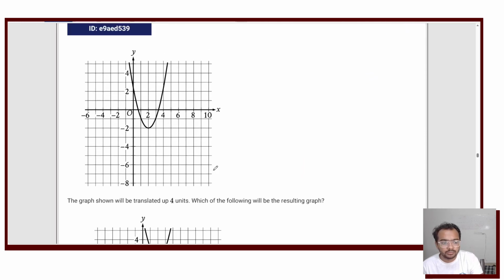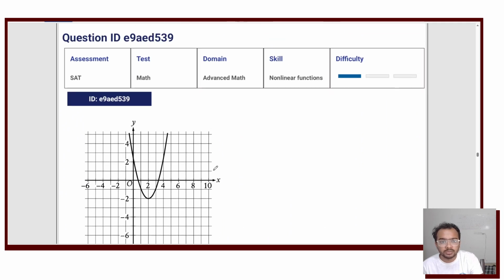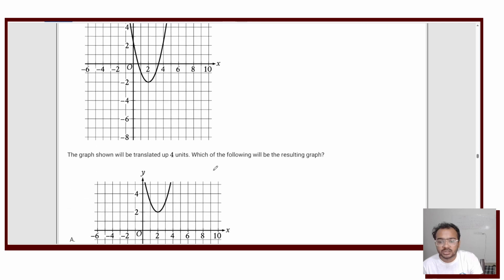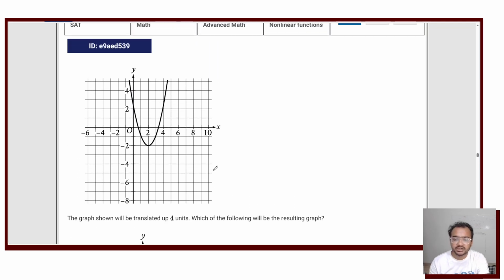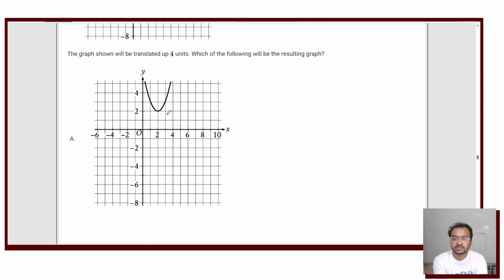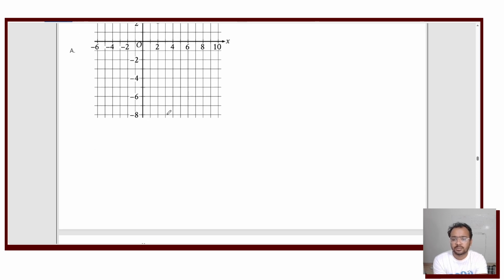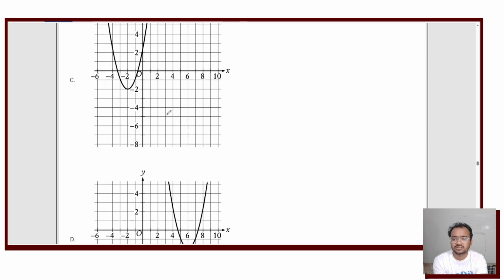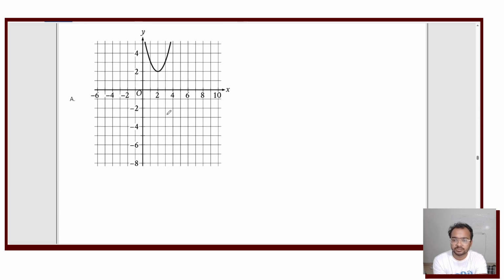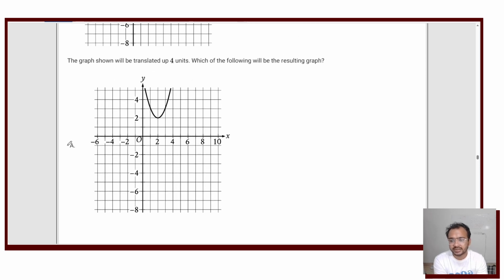Okay, so we'll be taking this as the last problem. So we are given this graph over here. The graph is translated up by 4 units. What will be the resulting graph? When you translate up by 4 units, this vertex will go here. It should be at 2, 2 then. So let's use this information. Okay, the first one appears to be correct. The second isn't. The third isn't. Okay, that's very simple. It's clearly visible that A is going to be our correct answer.